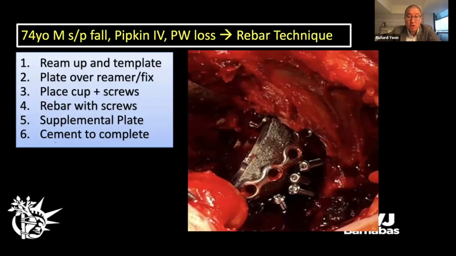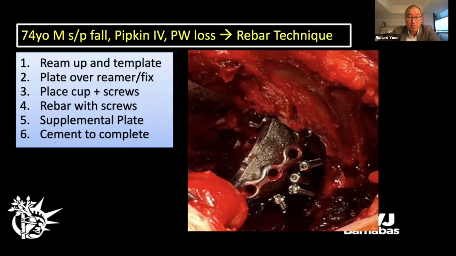Ream up and template. You can leave the reamer in there as you're templating for it. Plate over the reamer and fix it to kind of modify and estimate where your posterior column is going to be. You can place your cup and your revision screws at this junction. And here it really shows you where the void of the posterior column is going to be. You put your rebar in where you expect with your 3-5 screws, sitting proud.